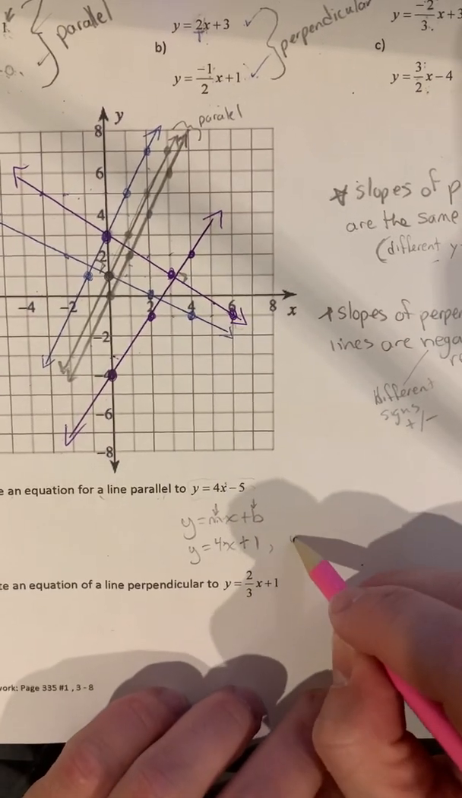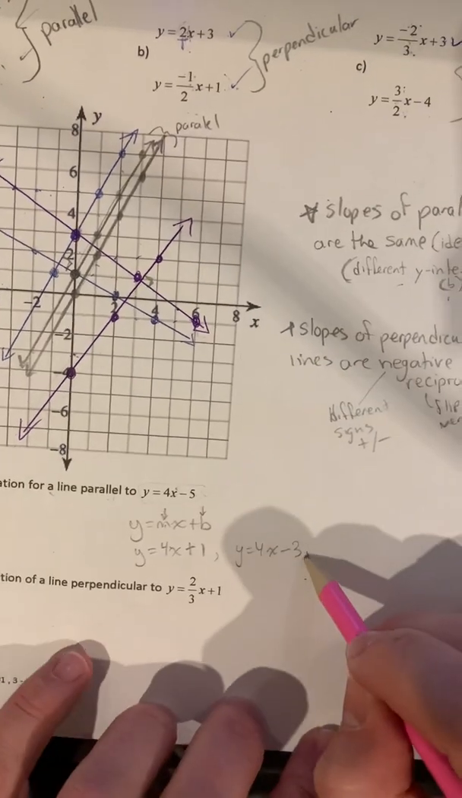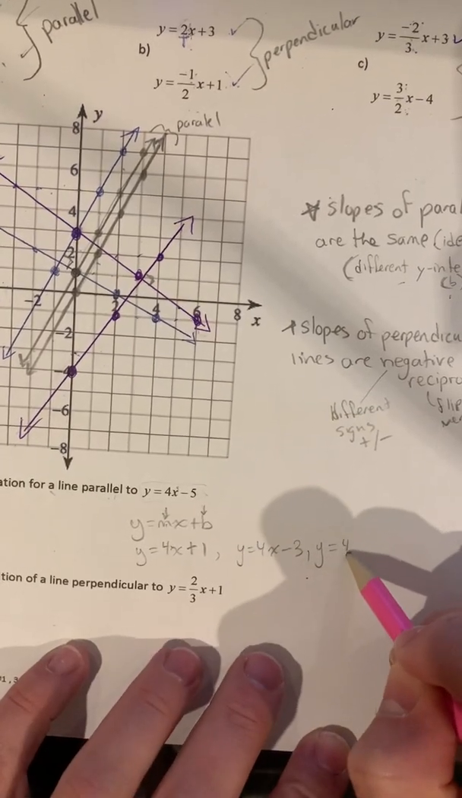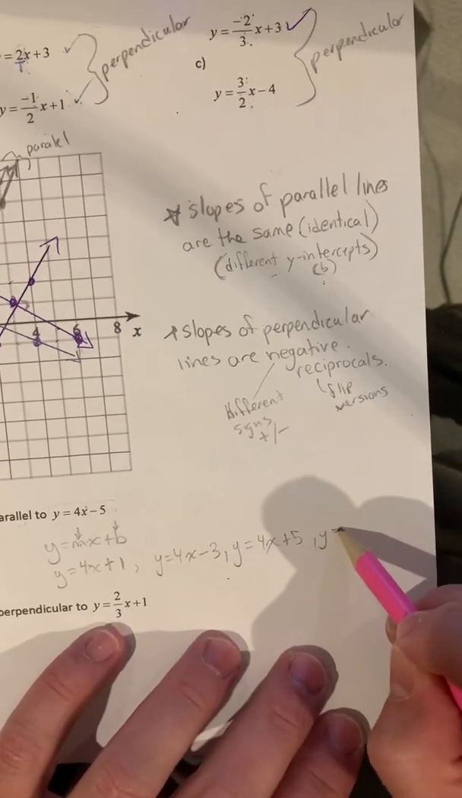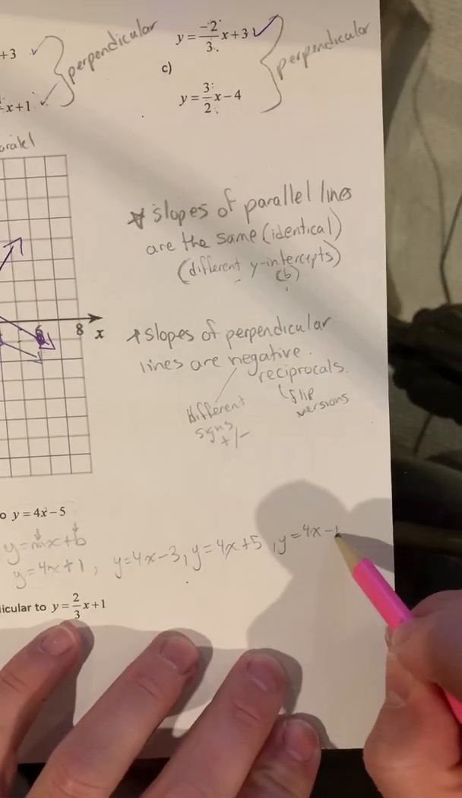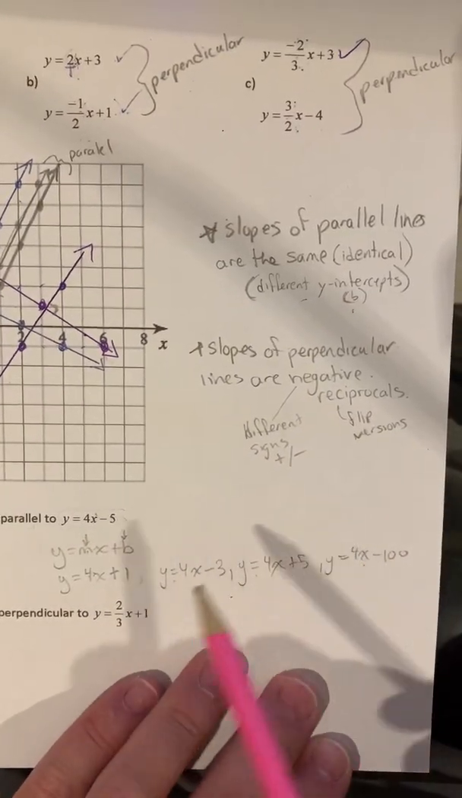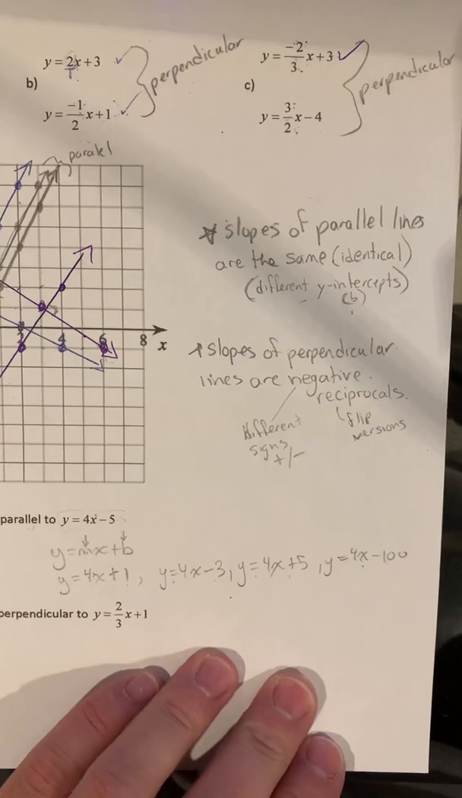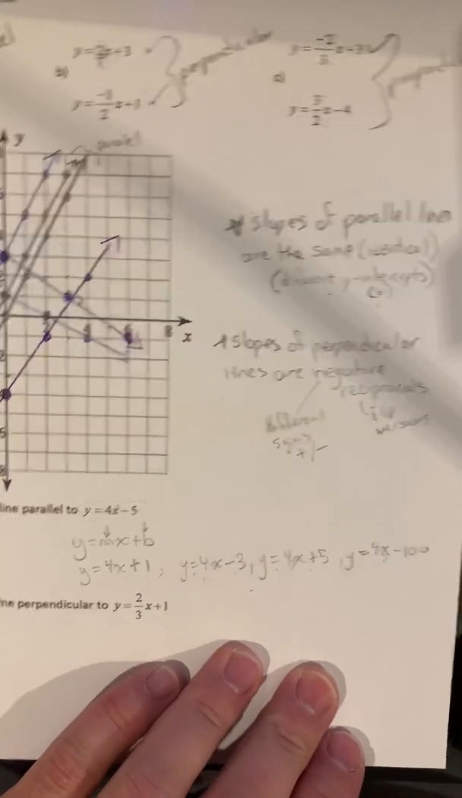So I could do another one. y equals 4x minus 3. I could do y equals 4x plus 5. I could do y equals 4x minus 100. Okay, so these all have the same slope. We're just changing the y-intercept here. And all these lines will be parallel to each other.